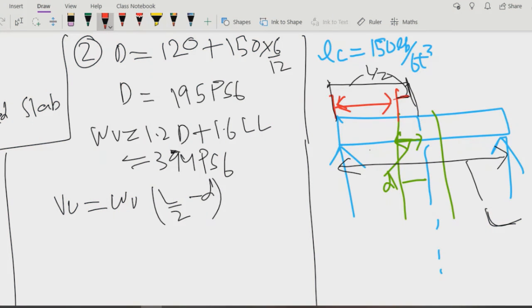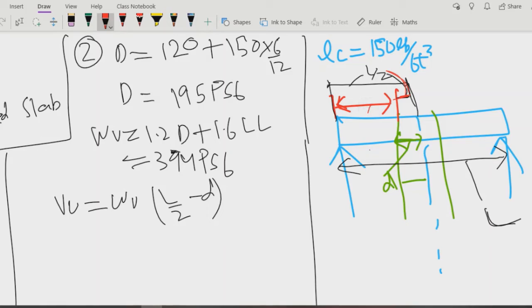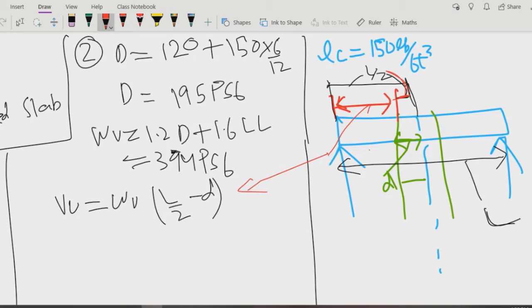So if I subtract this distance from this, I will get this distance in red. This is equal to L by 2 minus d. To find the shear at this distance, shown in red marker, we have to calculate this shear Vu.